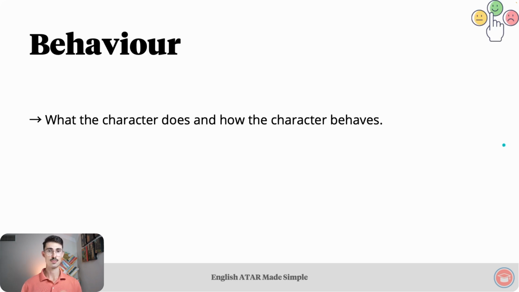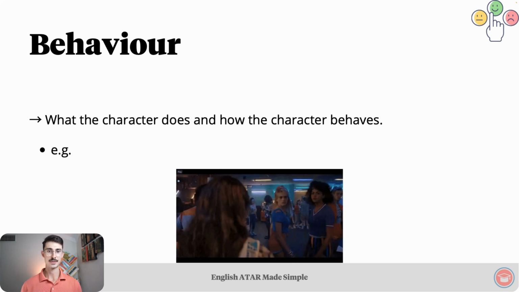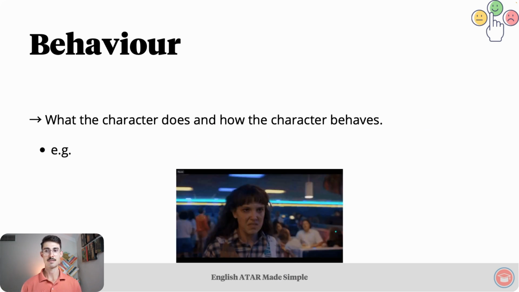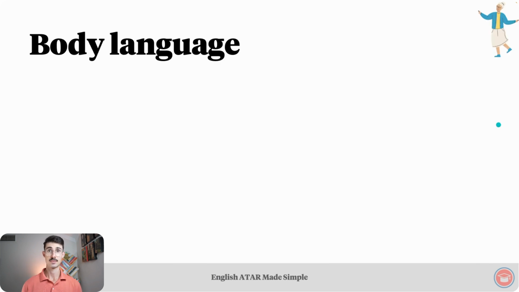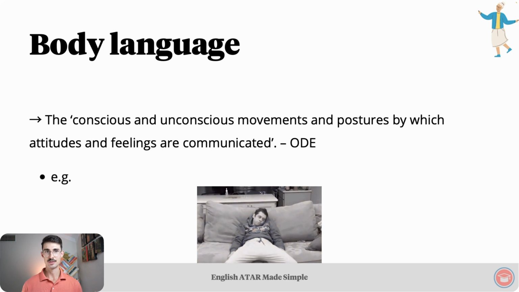This simply refers to what the character does and how the character behaves. Example, Angela in Stranger Things 4 bullies 11. And as we can see on the slide, 11 gets fed up and punches Angela with a roller skate. Next one, body language. This simply refers to the conscious and unconscious movements and postures by which attitudes and feelings are communicated. For example, if you're sitting upright, that communicates this idea that someone is confident, powerful, strong, assertive. On the other hand, if you're hunched, that communicates ideas that you're lazy, sad, tired, weak.